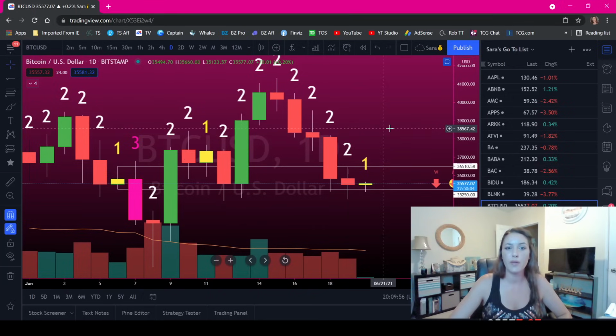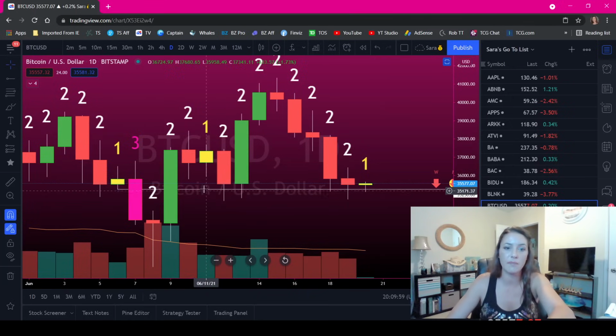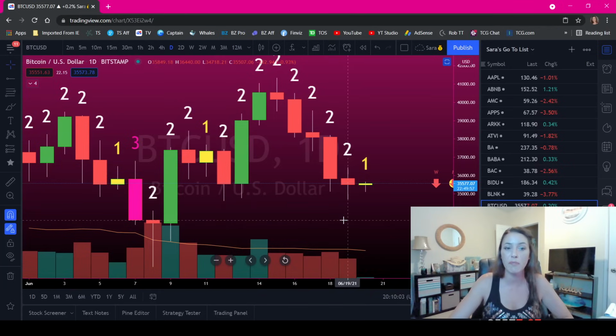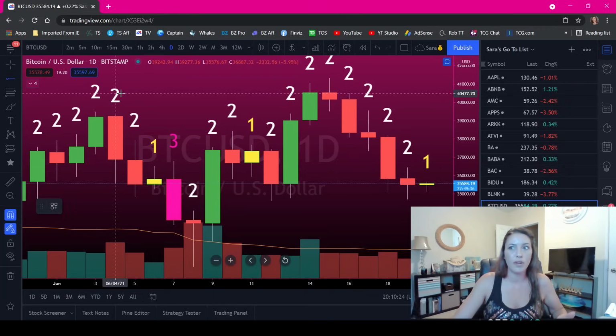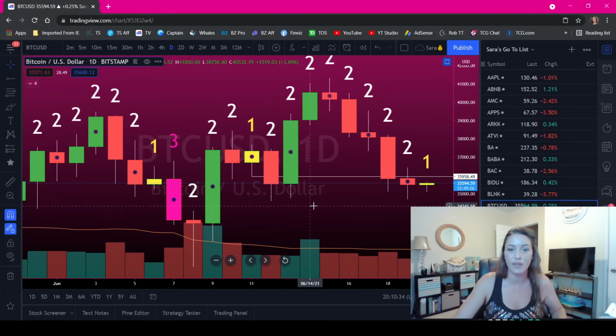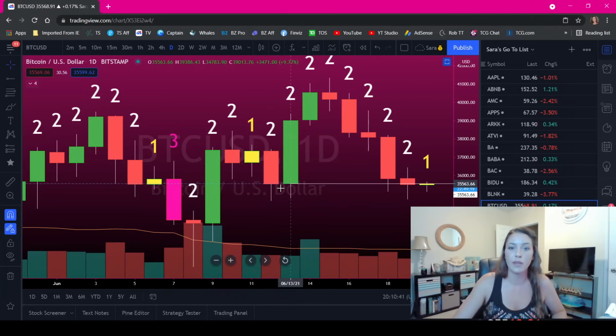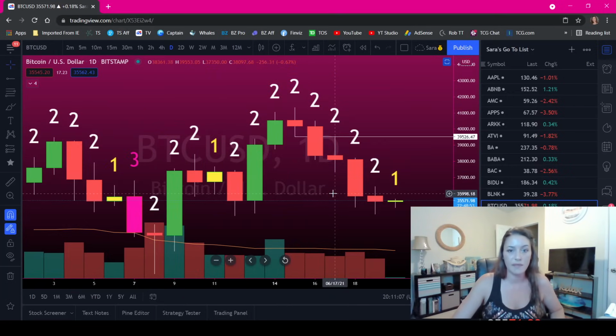Okay, so we know that a 1 is an inside bar, and a 2 is an outside bar, or some people like to call them engulfing bars. 2s are directional bars, so we don't refer to them by color. A lot of people get that confused. We only care about the direction. So this candle here broke the previous candle's low, so this would be considered a 2 down. Then this candle would be considered a 2 up, because it broke the previous candle's high. The color of the 2 doesn't matter. It is the direction. We care about the direction.